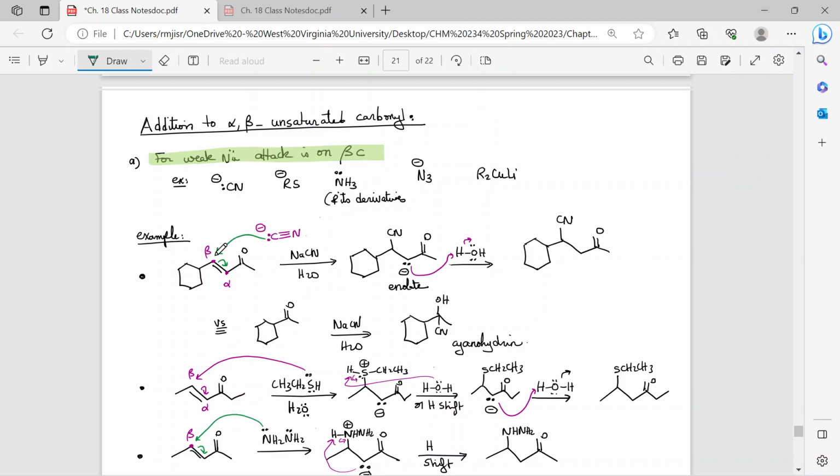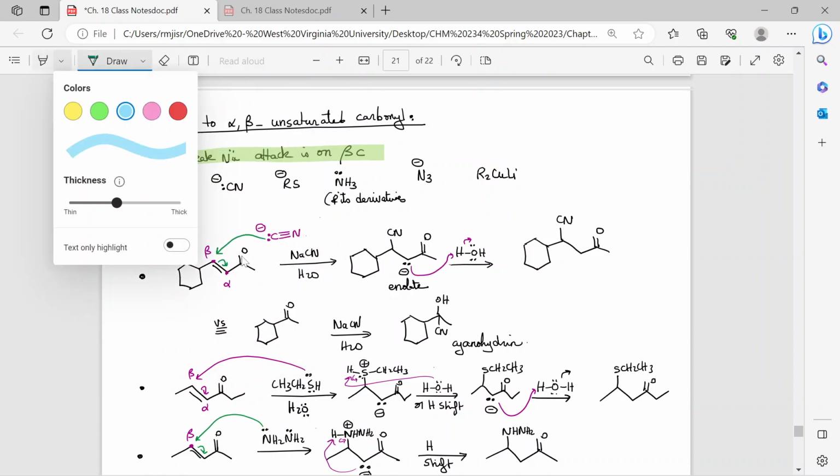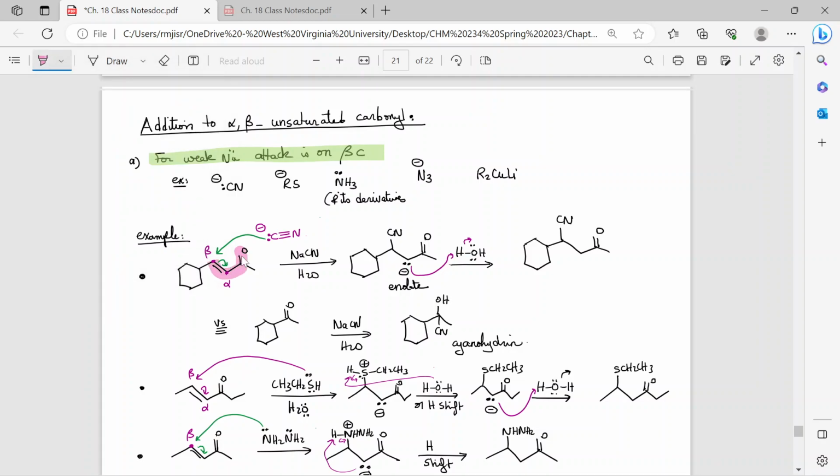The last reaction is the reaction on the beta carbon of a conjugated system. So if you have a carbonyl and that carbonyl is conjugated with the double bond, then in this case, if you have a nucleophile reacting, it depends on the strength of the nucleophile. If the nucleophile is a weak nucleophile, and this is the list of all the weak nucleophiles, then the weak nucleophile is not going to attack the carbon of the carbonyl.